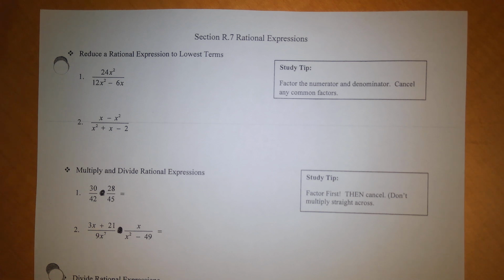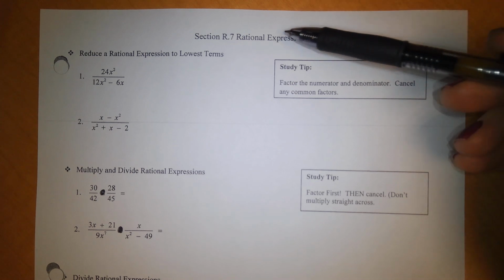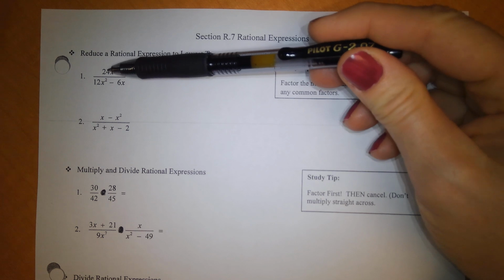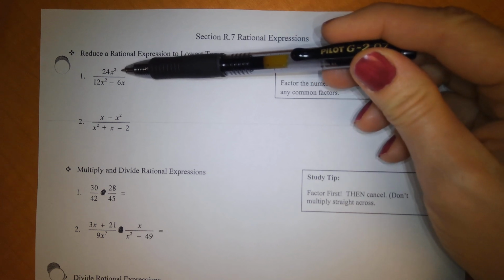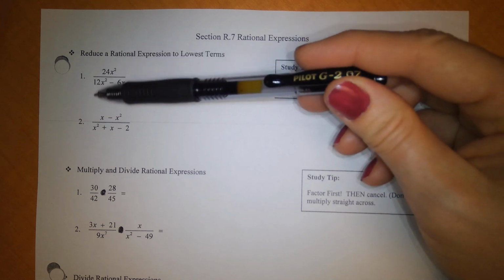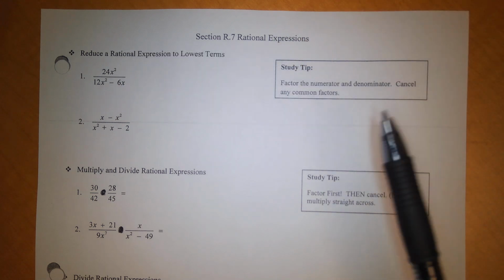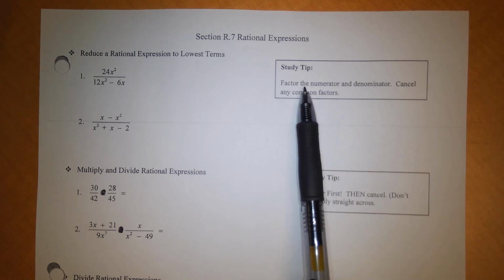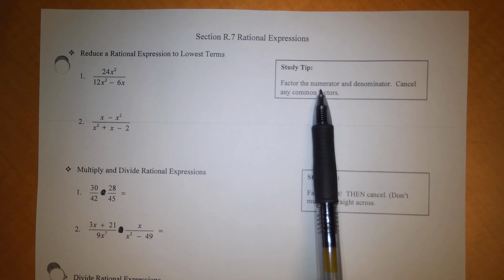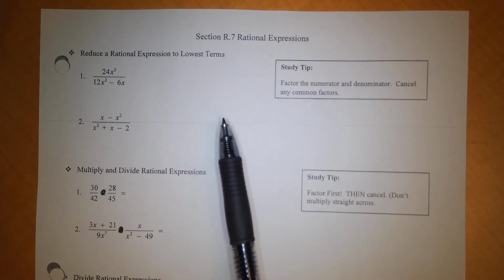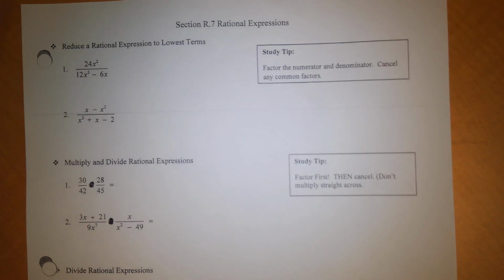In this section, we'll be discussing rational expressions. Rational expressions are another word for fractions, and these fractions will have complex information on both the numerator and the denominator, and we're going to be asked to reduce or simplify these fractions. Some of the study tips that you'll see along the way, for example, factoring, which we've already learned in section R.7. Factor first by canceling any factors, because we all know you can cancel things that are alike.